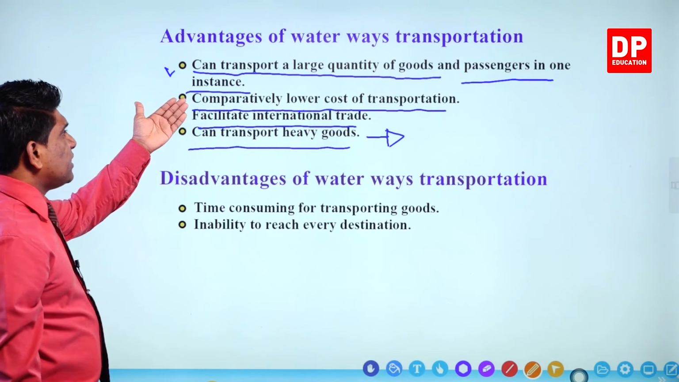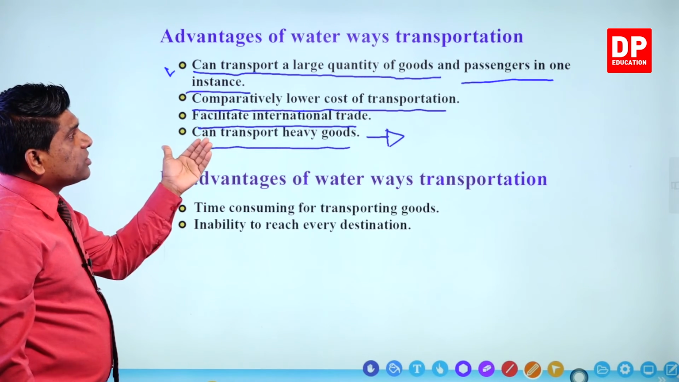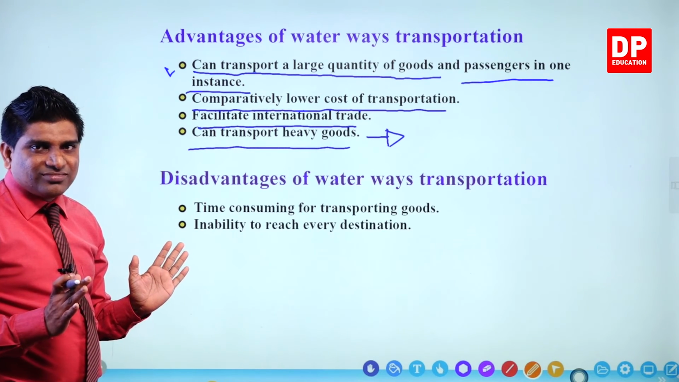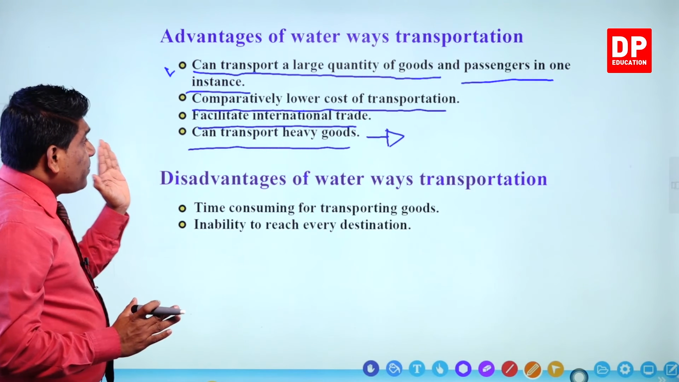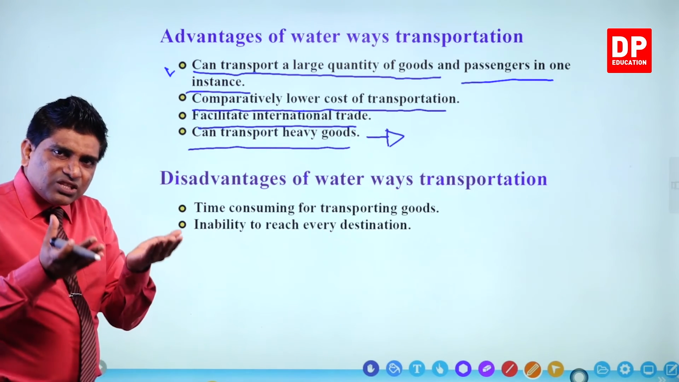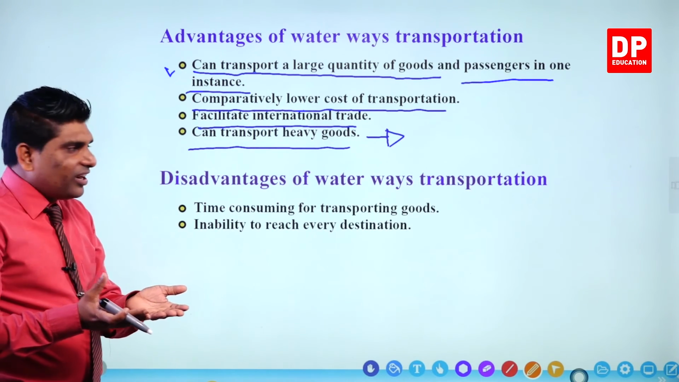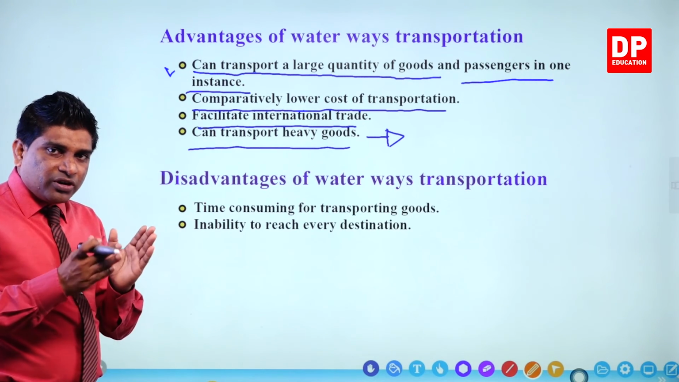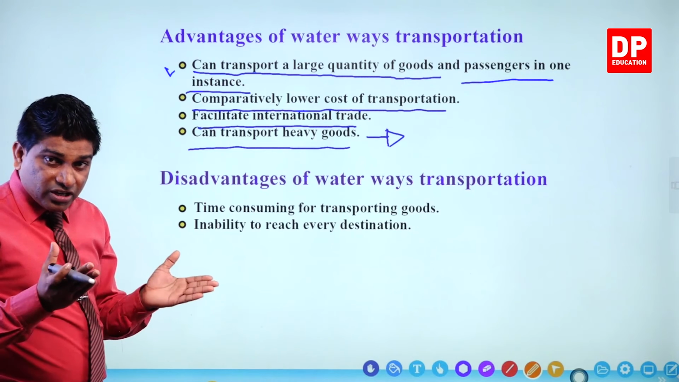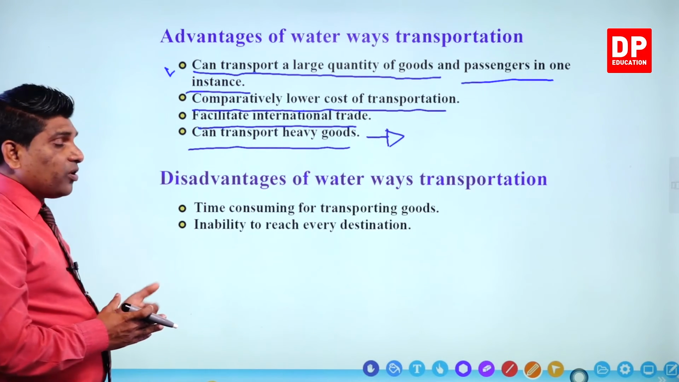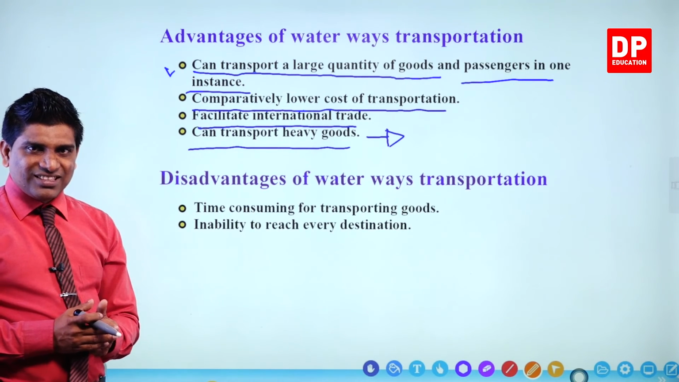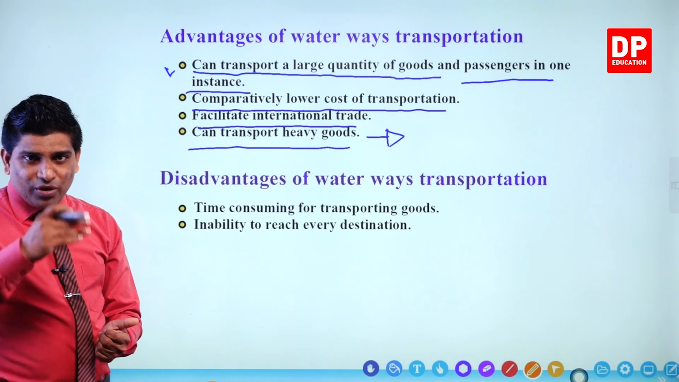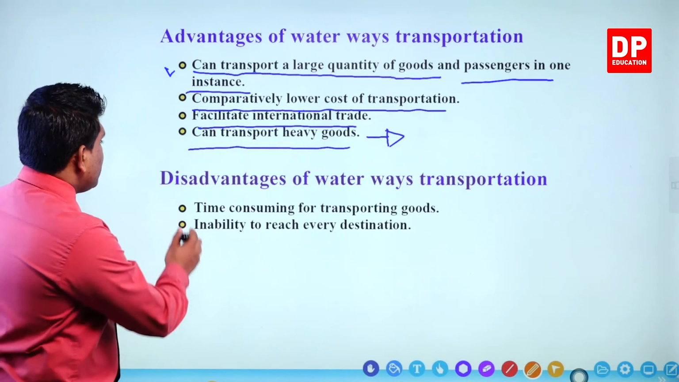These are the advantages. Can transport a large quantity of goods and passengers in one time, right? Comparatively low cost. The price is very low, right? Facilitate international trade. In import and export trade, we mostly use what? Waterway transportation. The other one, can transport heavy load of goods. These are the advantages. You must remember all these points, right? Now we move to the disadvantages.